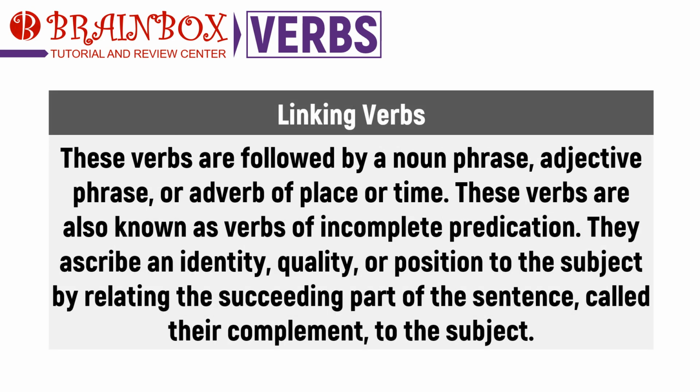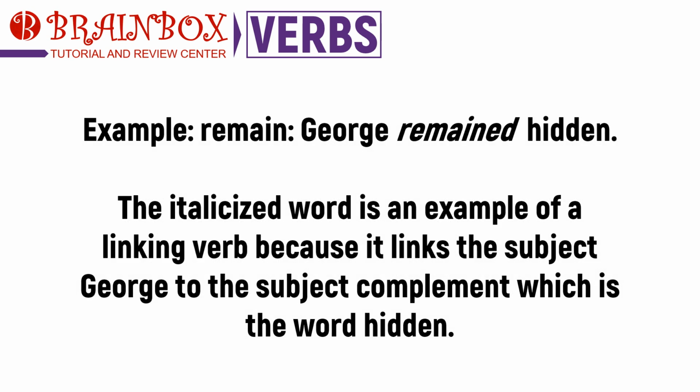Linking verbs. These verbs are followed by a noun phrase, adjective phrase, or adverb of place or time. These verbs are also known as verbs of incomplete predication. They ascribe an identity, quality, or position to the subject by relating the succeeding part of the sentence, called their complement, to the subject. Example: remain. George remained hidden. The italicized word is an example of a linking verb because it links the subject George to the subject complement, which is the word hidden.